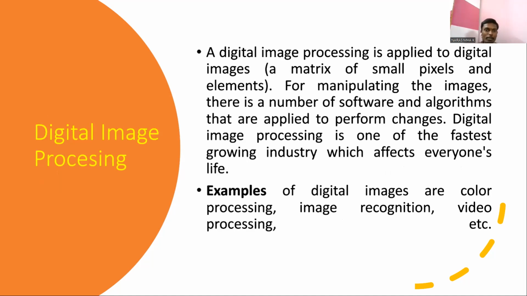Next, digital image processing. Digital image processing is applied to digital images, a matrix of small pixels and elements. For manipulating the images, a number of software and algorithms are applied to perform changes. Digital image processing is one of the fastest growing industries which affects everyone's life. Examples of digital image processing are color processing, image recognition, video processing, etc.